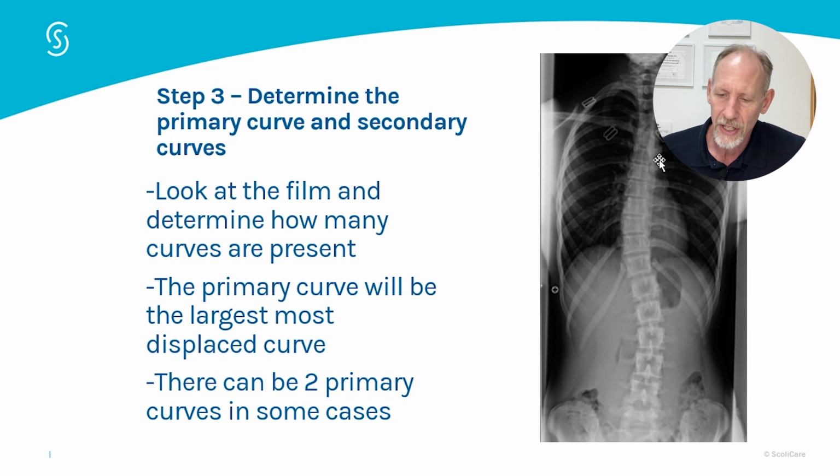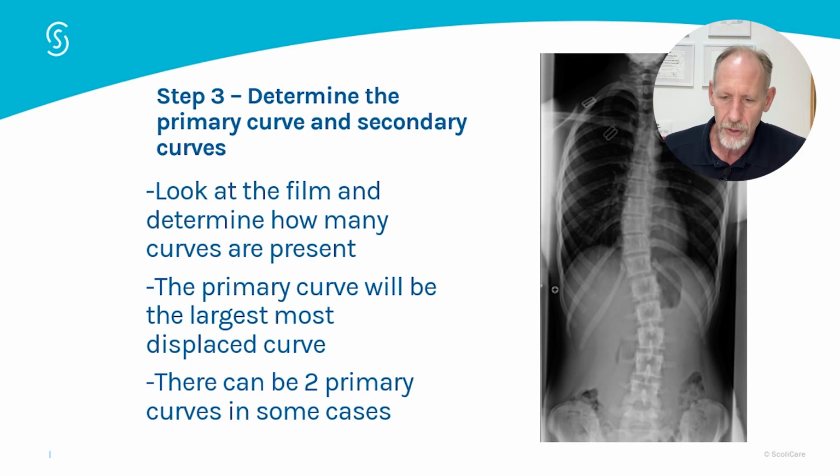So in this case here on this x-ray, we can see we have 2 obvious curves, right? In situations you can have 3 curves, but on this x-ray we only have 2. The primary curve is typically going to be the one that looks most displaced, most rotated, and the furthest away from the midline. It's also possible to have 2 primary curves and have a double major curve. So it's not always going to be 1 curve and then a small compensation curve, or just 1 big curve. Sometimes you can have 2 primary curves.